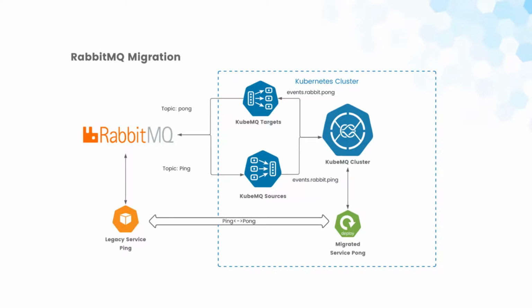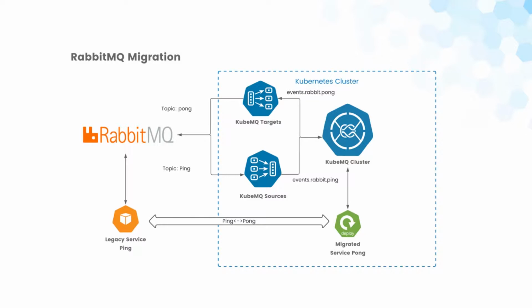KubeMQ sources connector will consume messages from the topic ping, convert the message to a KubeMQ events format, and will send the message to events.rabbit.ping channel. The KubeMQ targets connector will subscribe to KubeMQ events.rabbit.pong channel, convert the message to RabbitMQ format, and will publish the messages to the Pong topic.